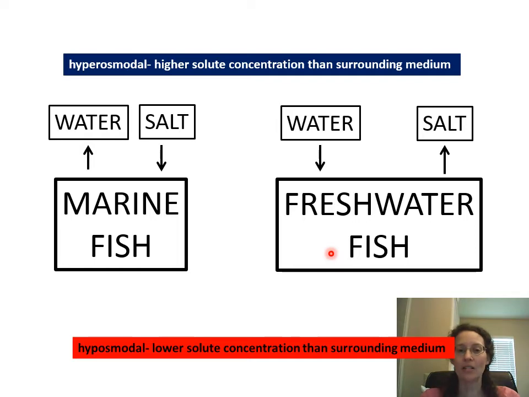All right, hyperosmotic, that's going to be the freshwater fish. These fishes have more solutes inside them than are in their outside environment. All right, so now the hypoosmotic, everybody better get this one right. That's going to go to the marine fishes because they have a lower solute concentration than the surrounding medium. Does that make sense? I hope it does.